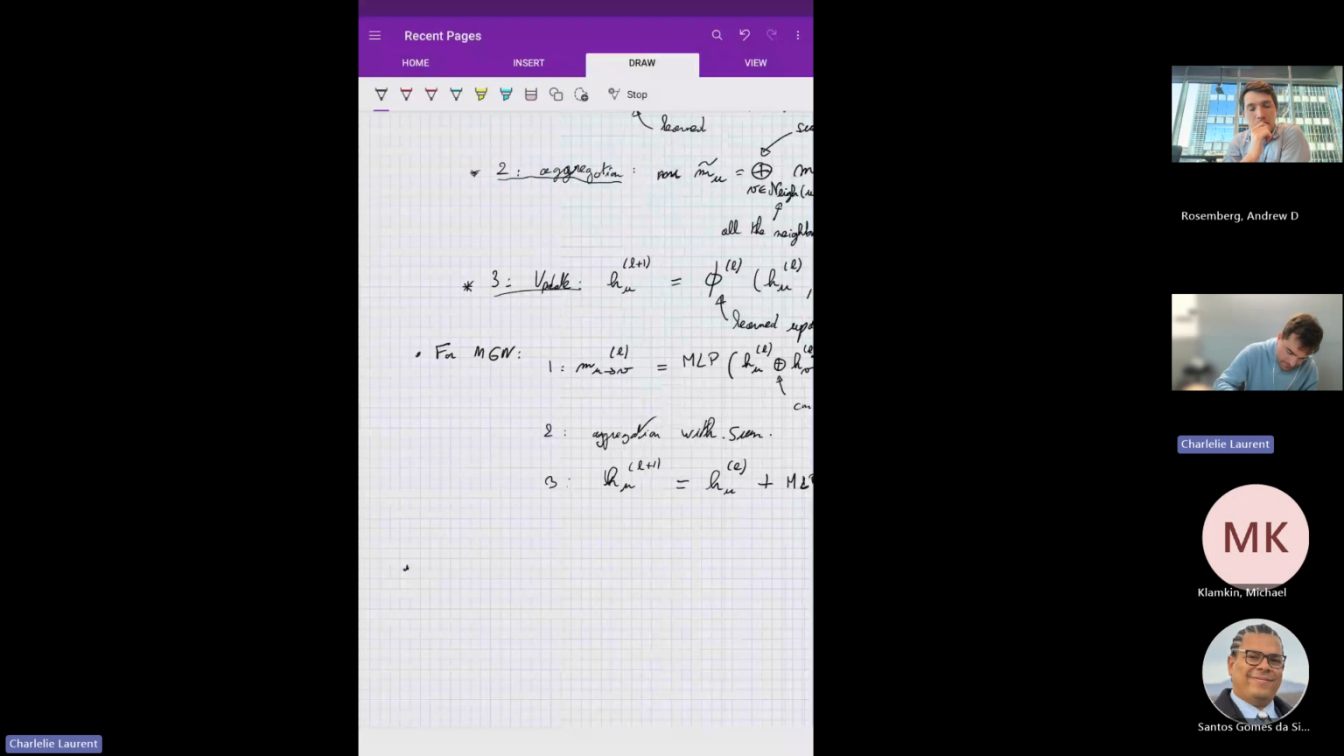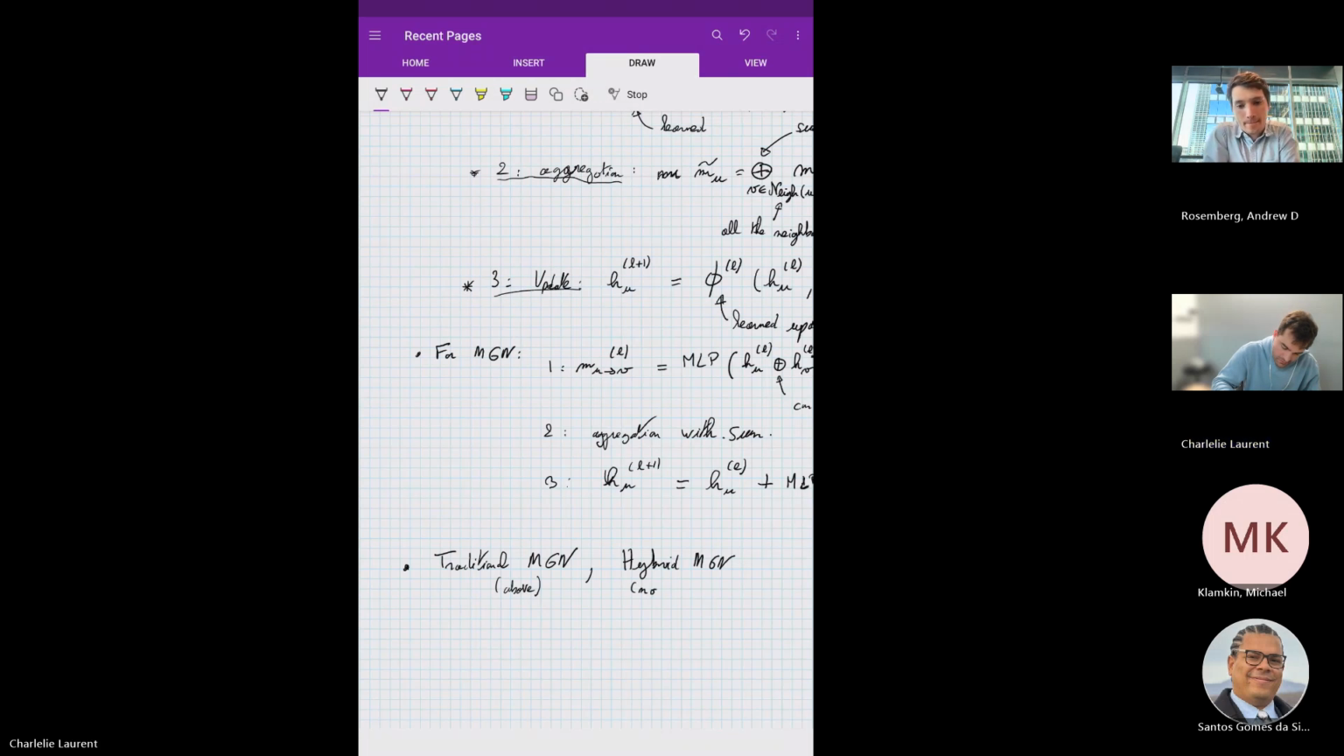So this is the traditional MGN. And then there is what we call the hybrid. Sorry, it has local and word edges.